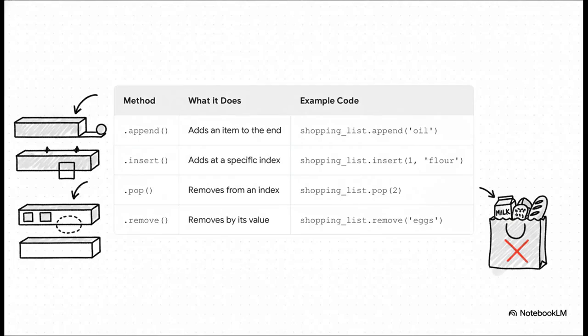This table is a fantastic little cheat sheet. .append is your go-to for just tagging an item onto the end of the list. .insert gives you more control, letting you place an item at a specific spot. And when it comes to removing items, you've got two options. .pop yanks an item out based on its index number, while .remove hunts for an item by its value, like eggs, and removes the first one it finds.